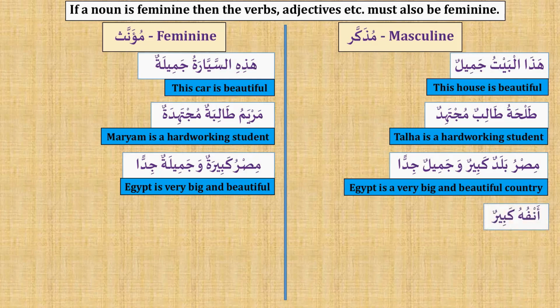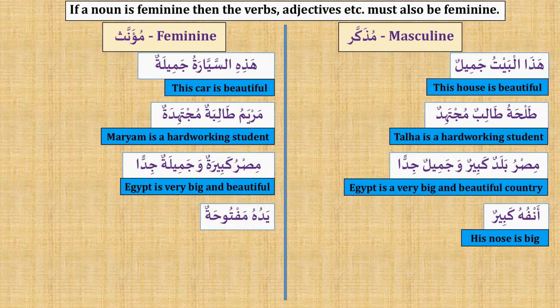Anfuhu kabirun, his nose is big, because anfun, nose, is single in the body, not double, not in a pair, so it is considered masculine. While hand is feminine. Yaduhu maftuhatun, his hand is open, not maftuhun, we say maftuhatun. The adjective must be feminine, because we have two hands in our body, so it's considered feminine.